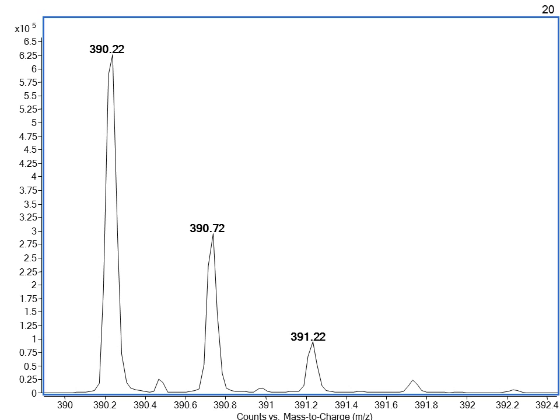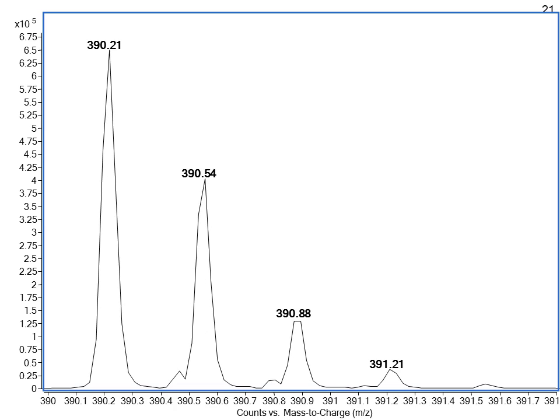Here we see another peptide mass spectrum. Again, as you can see, the difference is 0.5, so this is another doubly charged ion.